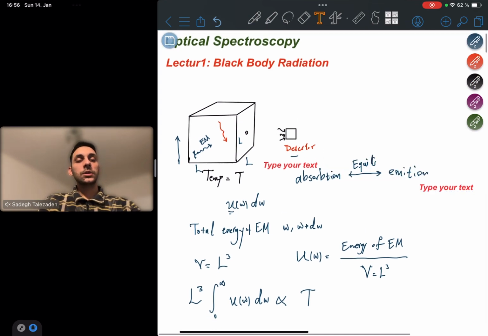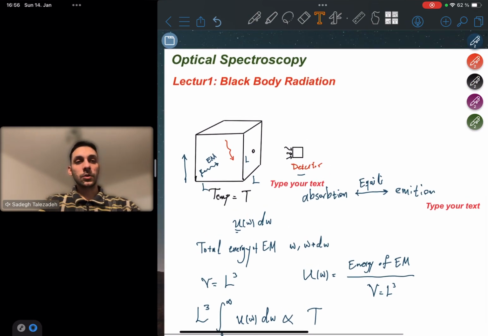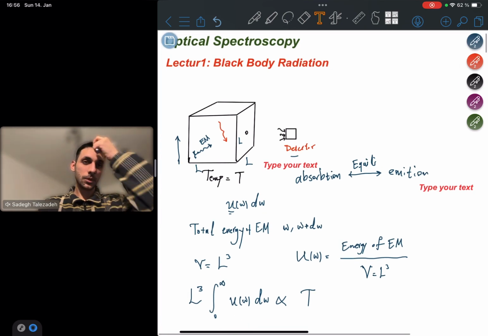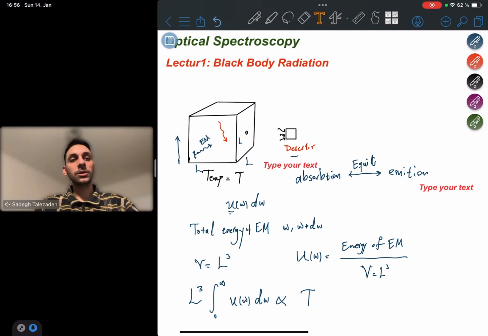Today I want to start a course on optical spectroscopy. In this course we need some background and some basic concepts from quantum mechanics. So for our first lecture I'm going to introduce the blackbody radiation problem. Quantum mechanics started with this problem and the solution proposed by Max Planck.